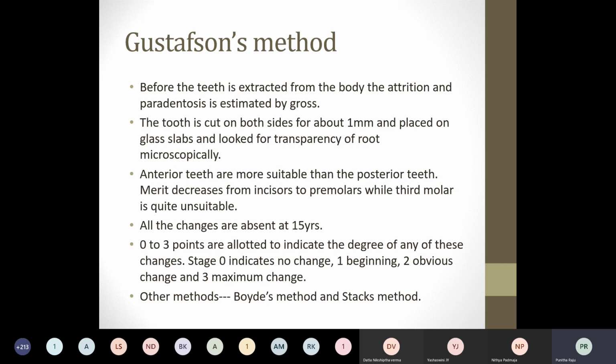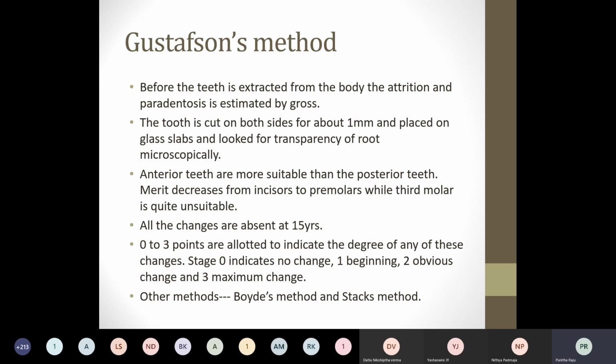And for all these 6 criteria, we give the staging. Stage 0, 1, 2 and 3 for all the 6 criteria, that is attrition, periodontosis, secondary dentin, cementum apposition, transparency of the root. For all these we give this staging and we just add up whatever numbers you get. That is, if it is 1 plus 3 plus 2, we add up everything, and that will tell you the age of the person. So that is how we identify the age of the person.